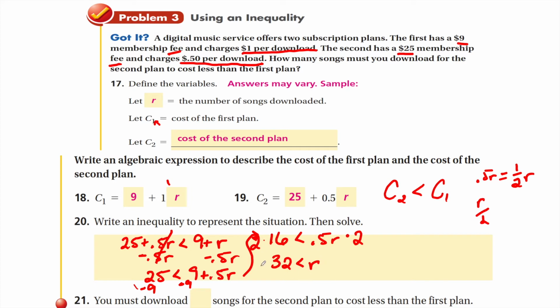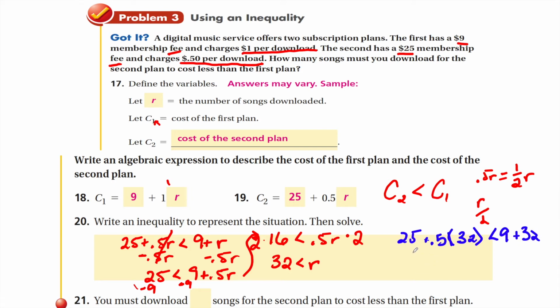If I were to take that 32 and plug it into the R, let's see what we get. So I'm going to base it off of the original thing. The C sub 2 is less than C sub 1. So I'm going to have 25 plus a 0.5 times 32 has to be less than the 9 plus 1 times 32. So I'm just going to write 9 plus 32.